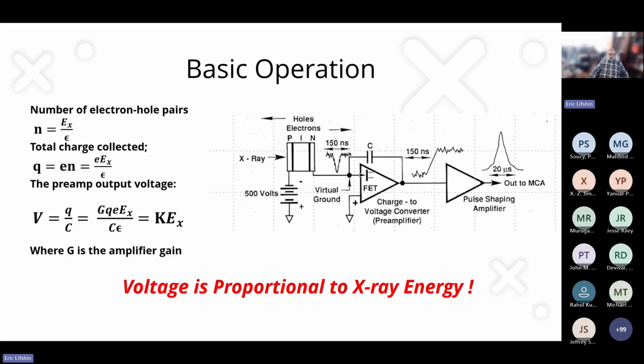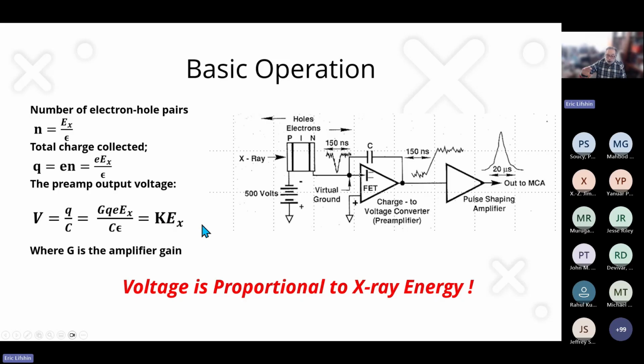So let's go back and look at our detector's basic operation again for a moment. The number of electron-hole pairs is equal to the energy of the X-ray divided by this 3.8 eV per electron-hole pair. If I multiply that by the charge of an electron, that tells me the total charge. If I take that charge and put it on a capacitor, I now have voltage, and I can increase that with a gain. The bottom line here is that the voltage is directly proportional to the energy. And there's a constant in here.